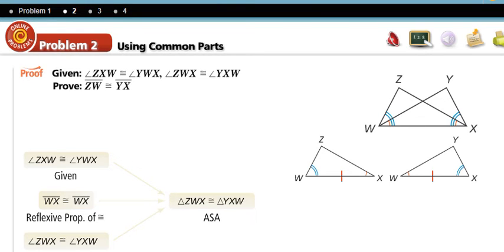From these statements, you can prove that triangle ZWX is congruent to triangle YXW by the angle-side-angle postulate. So segment ZW is congruent to segment YX because corresponding parts of congruent triangles are congruent.